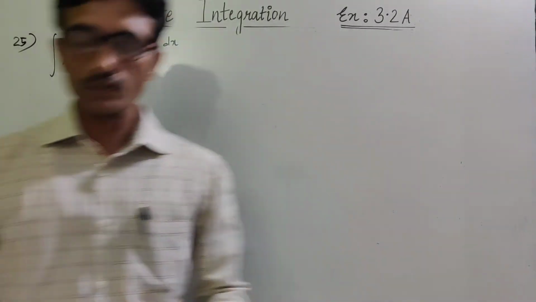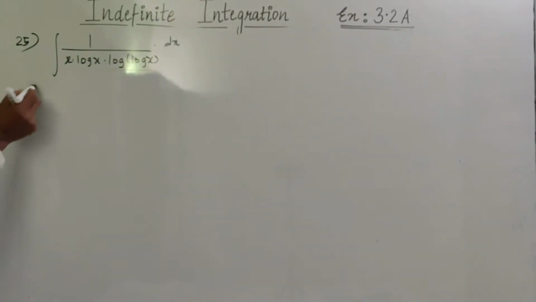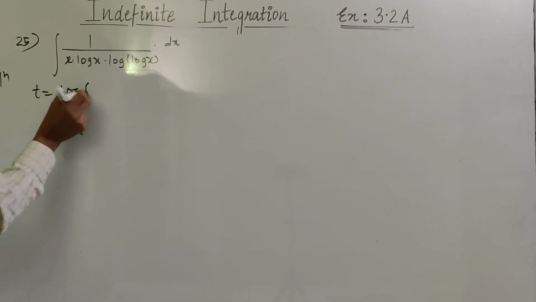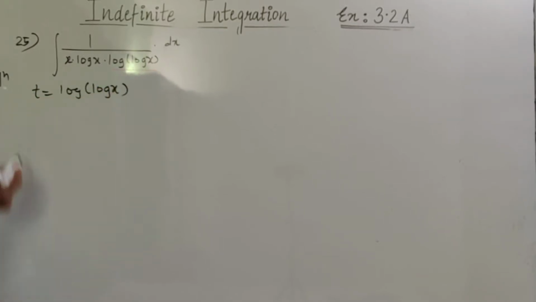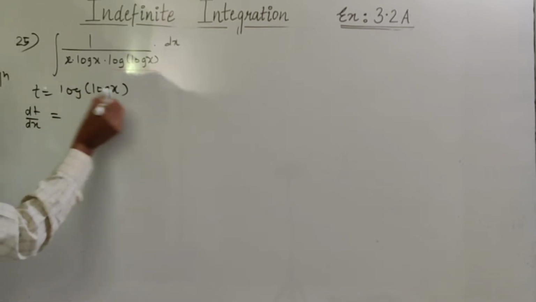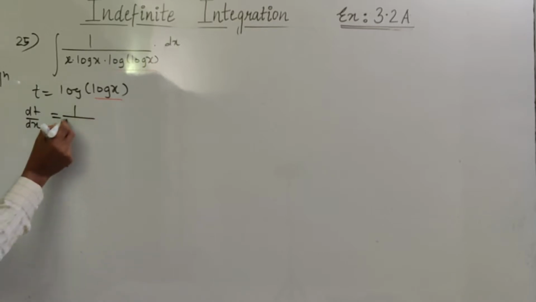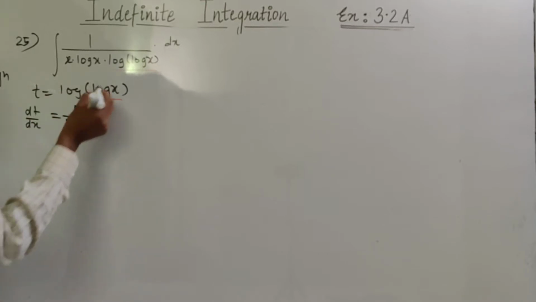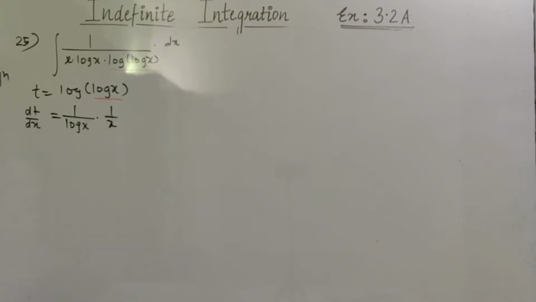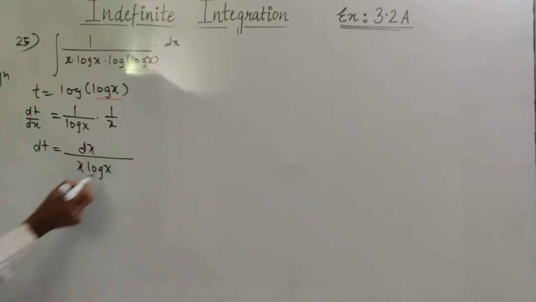So substitute it as t, so that t is equal to log of log x. Then the derivative dt by dx is equal to 1 by f(x), that is 1 upon log x, into the derivative of log x, which is 1 by x. So this is 1 upon x log x. Therefore we will write dt is equal to dx upon x log x.